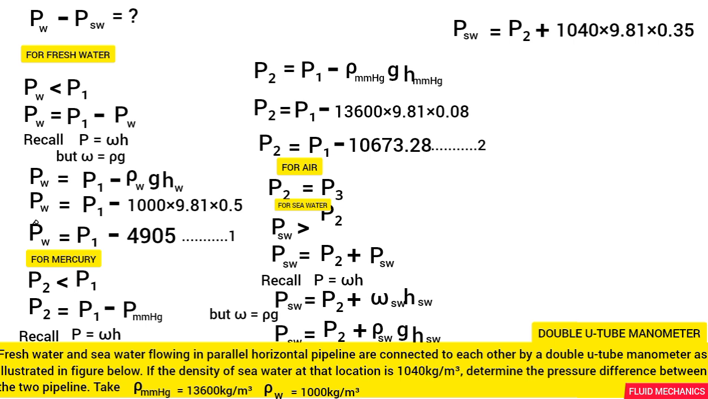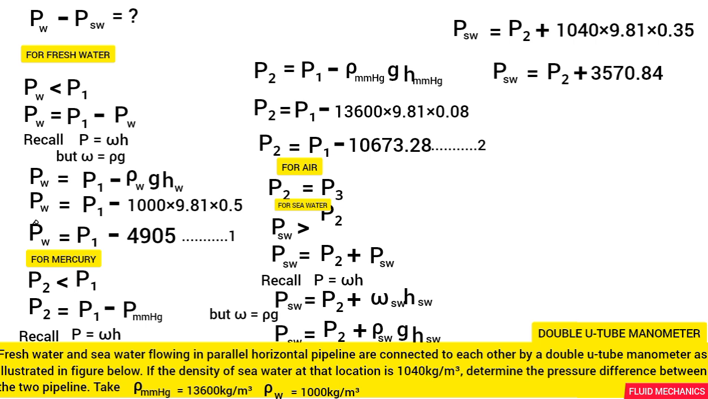If you multiply everything, the pressure of the seawater will be equal to the pressure at point 2 plus 3,570.84. That is what we have. I'll call it equation 3 here. Is that taken? So now we've gotten all these things we need.